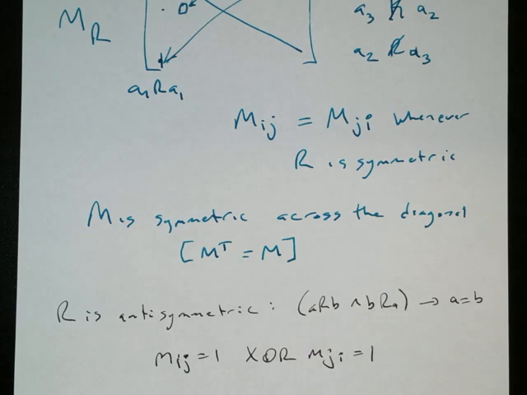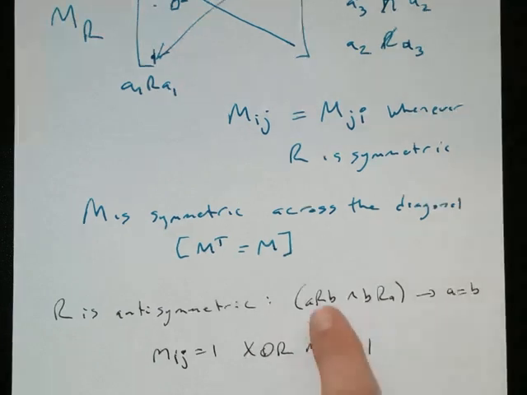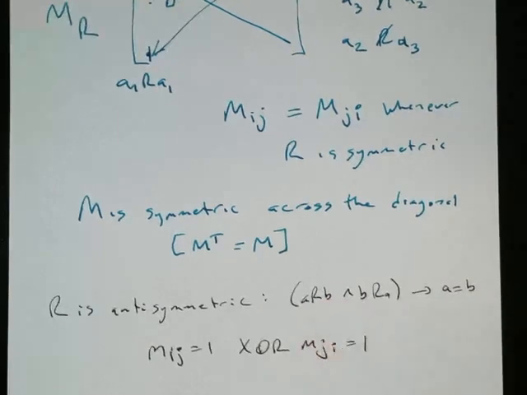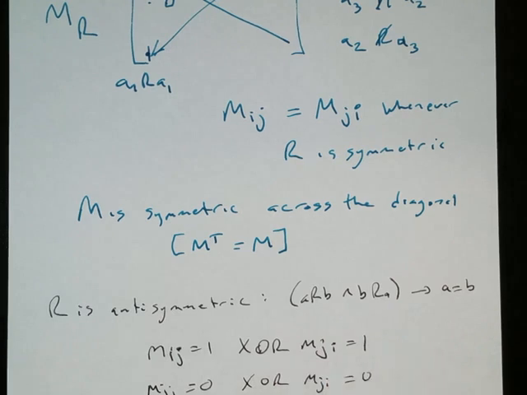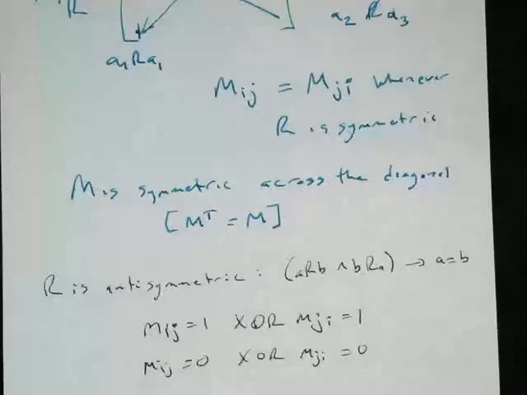Could they? Could they both be 0? If they're both 0, then this is false and this is false. False arrow something. Uh-oh, that's a true statement. They can't both be false either. That means for every pair across that diagonal, one of them's a 1, one of them's a 0.